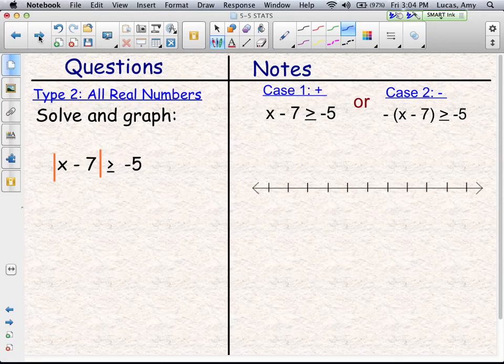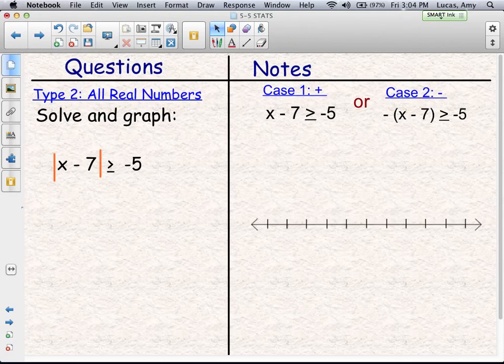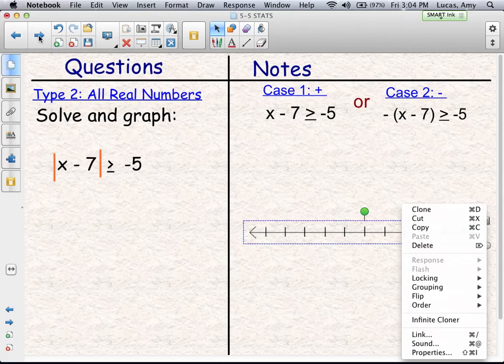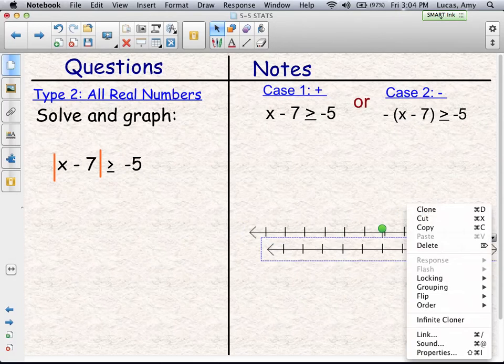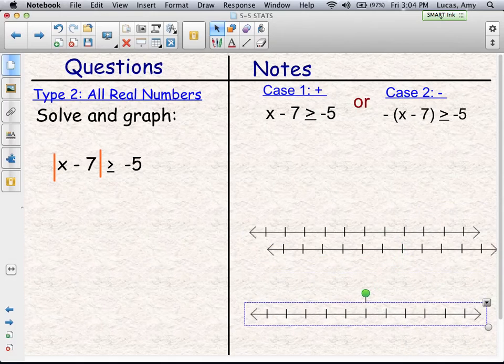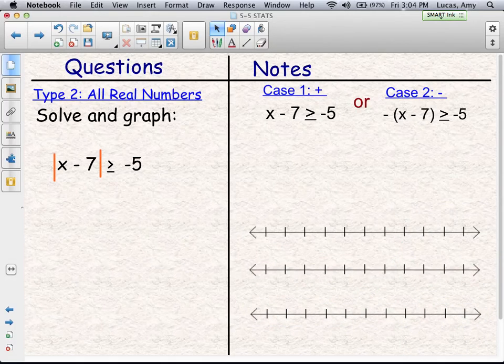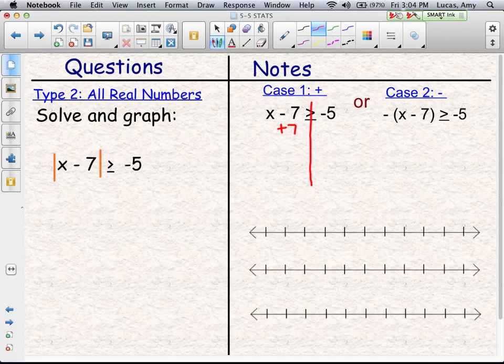Type 2, where it ends up being all real numbers. I can show you why that happens. So this is very similar to our last section, 5-4. Case 1, x is greater than or equal to 2. Case 2, where I flip and change.